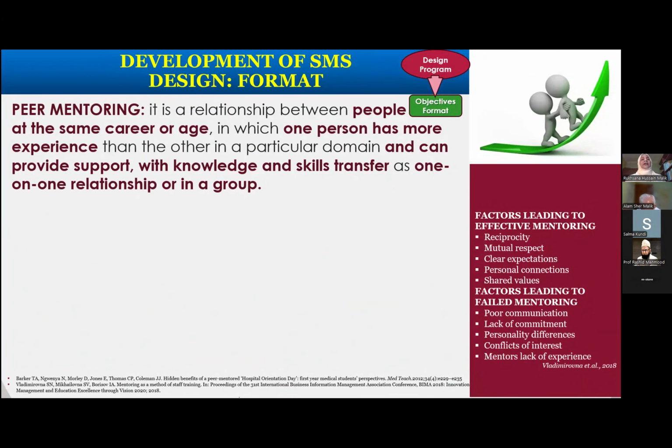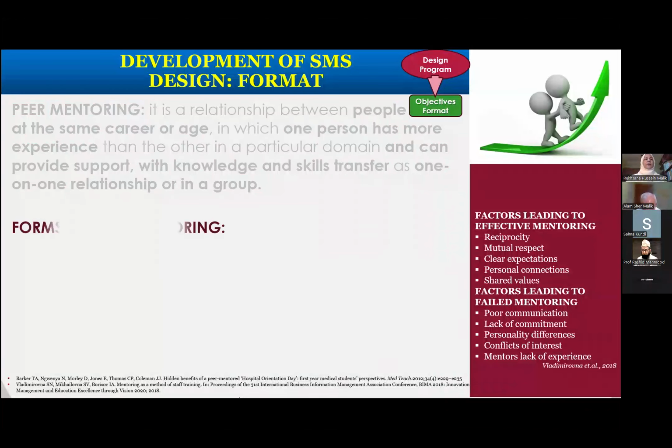Peer mentoring is also one way of mentoring, in which the mentors are practically the students of the same class or of different parts of the university. It is a relationship between people at the same career stage or age, in which one person has more experience and can provide support with knowledge and skill transfer. It is a one-to-one relationship, or it can also occur in a group form.